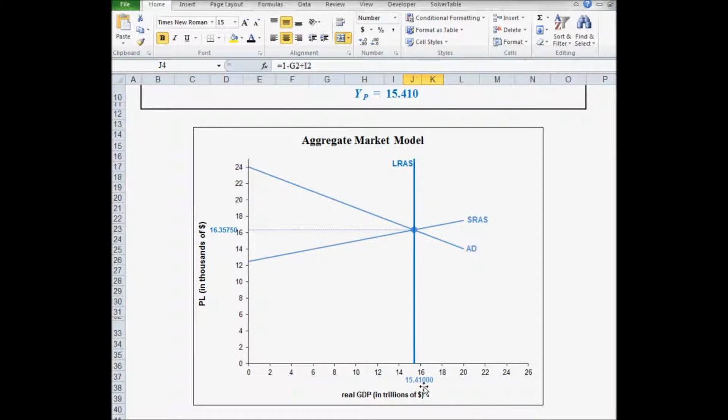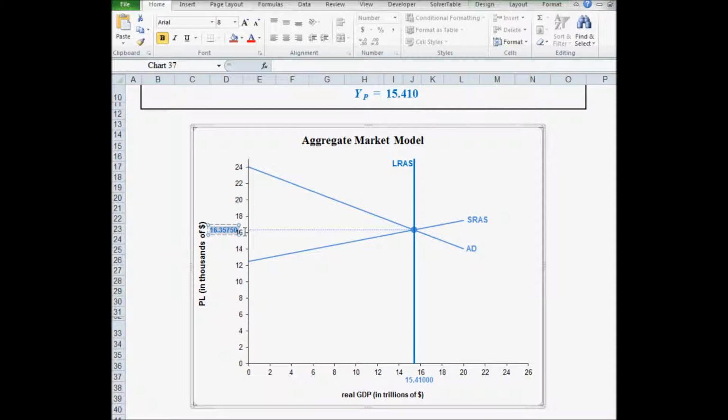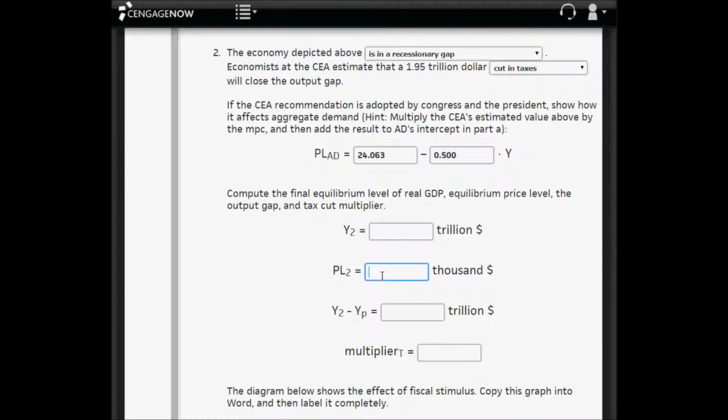Real GDP is potential, 15.41. The price level is 16.35750. But we only need that to 3 decimal places. Because that's a 5, we have to make that an 8. And real GDP was equal to the potential output level. The gap is 0 for that reason.